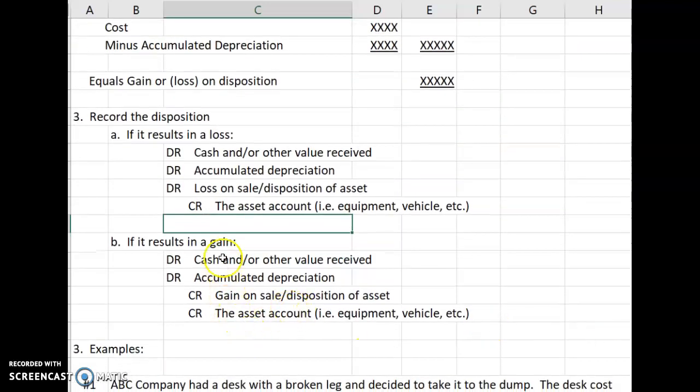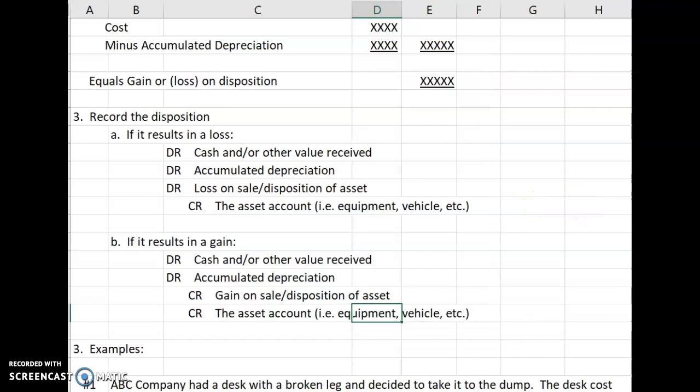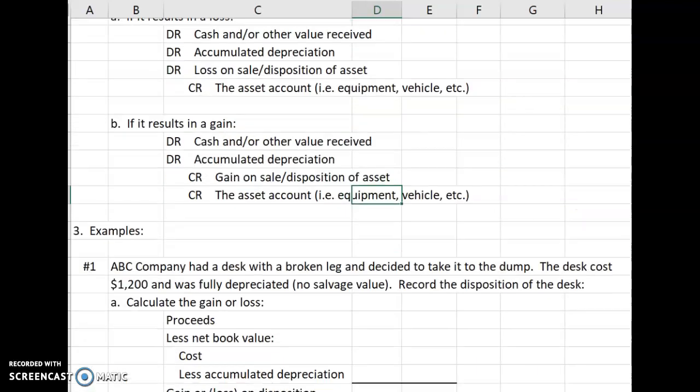So here's your journal entry if the asset is sold at a gain. Debit cash or other value received, debit accumulated depreciation, credit gain on sale or disposition of the asset, and credit the actual asset account itself. So let's work some problems.